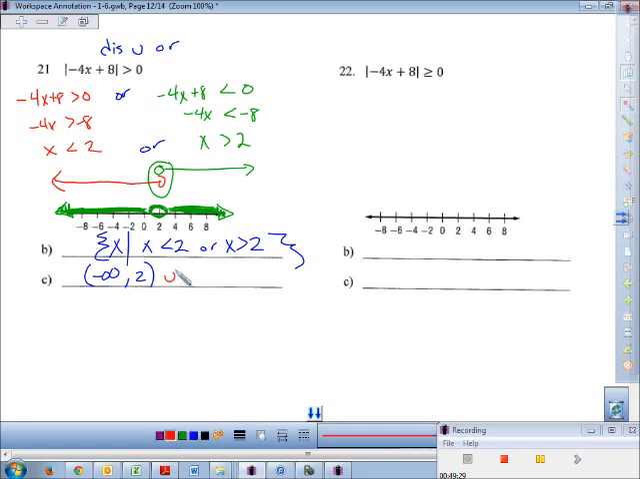In union with, where did it start up again at? 2, and 2 didn't count. To infinity. Why is there a hole in the graph? Because guess what we get if we put 2 in right here? What's negative 4 times 2? Negative 8 plus 8, which is how much? We'd get a 0 in there. And that's the only time when this wouldn't work, when this turned out to be 0. Everything else would make it true, because you all told me that that was the situation that didn't work.